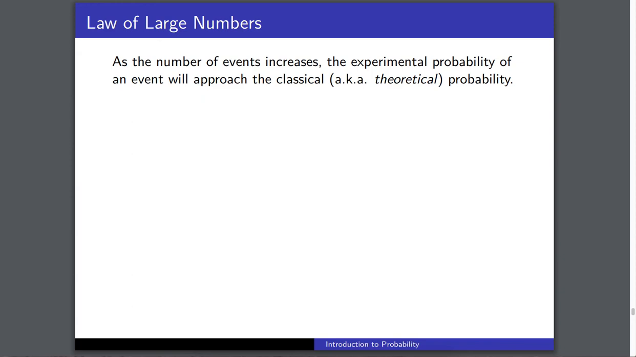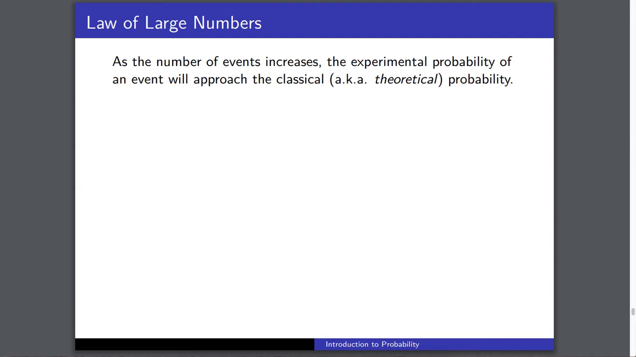Now, related to experimental probability and theoretical or classical probability, we have what's known as the law of large numbers. This law is very important if you're using computers to simulate events such as flipping a coin or rolling a die or anything like that. Essentially, it says that as the number of events increases, so we had 10 flips of the coin in the last one, but as we increase that, the experimental probability of the event is going to approach the classical or theoretical probability.